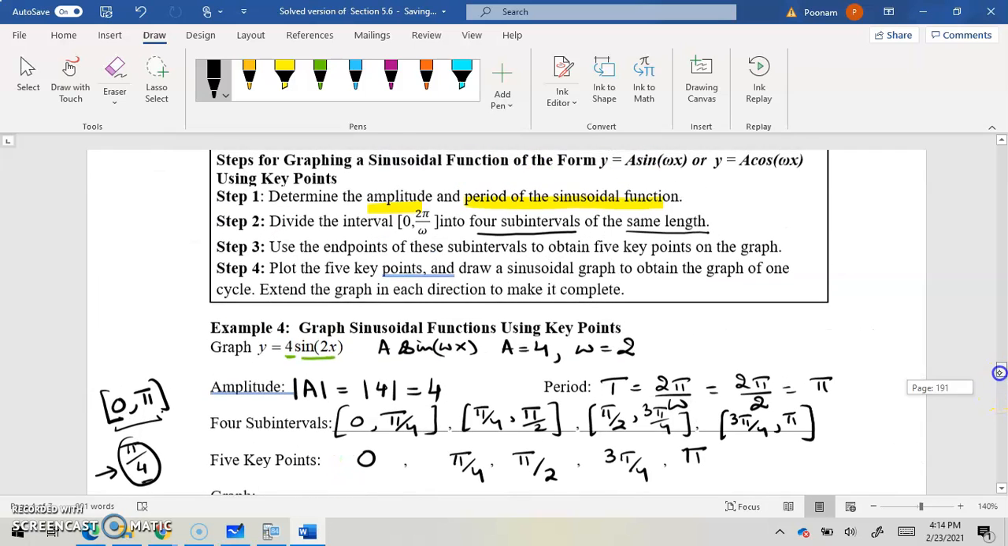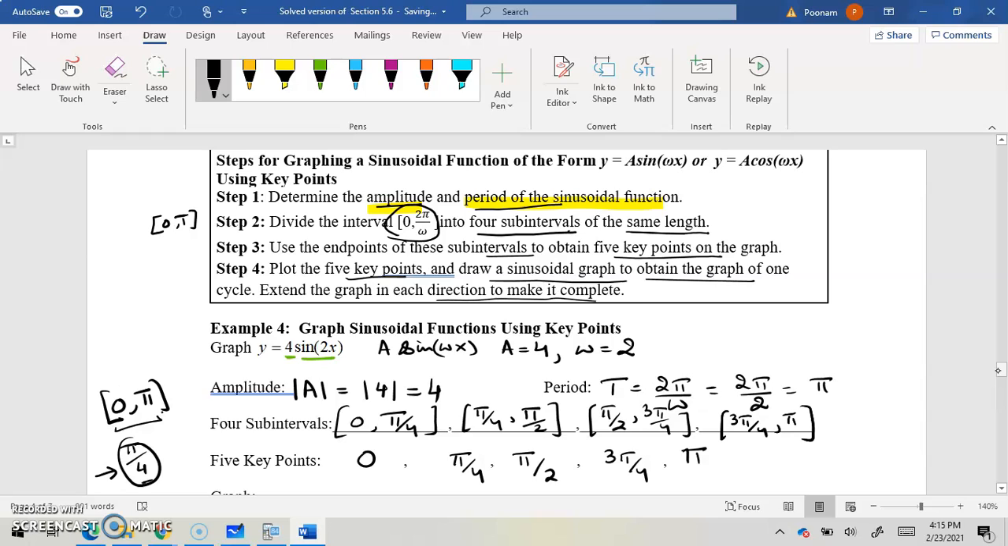Let's revise what we did. We found the amplitude and period of the function. So we got the interval, because this interval looks like 0 to T. T is 2 pi by omega. We divide that into 4 subintervals of the same length, so I find that length by dividing T further by 4. Use the endpoints of the subintervals to find 5 key points. Plot the 5 key points and draw a sinusoidal graph, and extend the graph in each direction to make it complete. So we followed all these steps to graph this function.